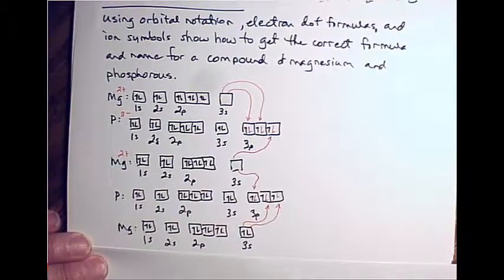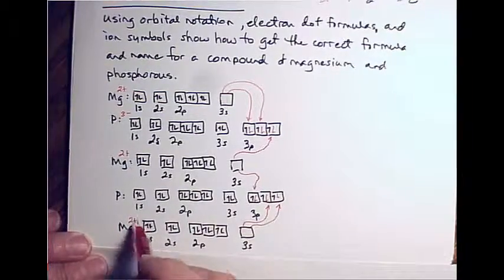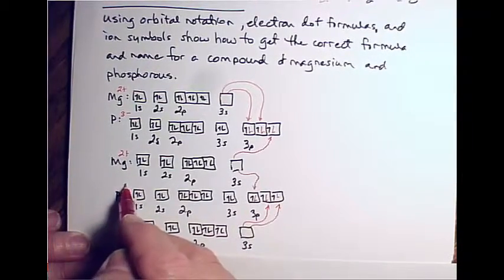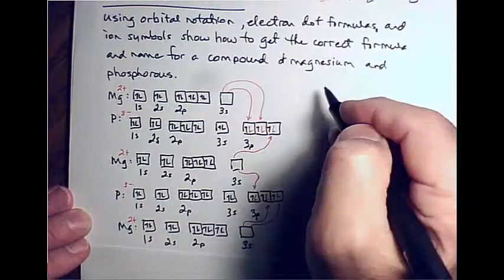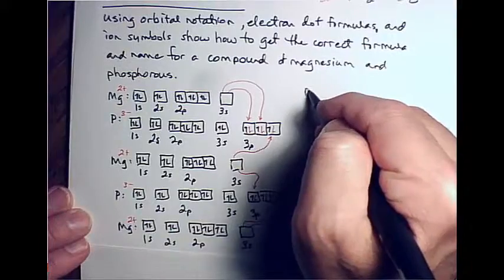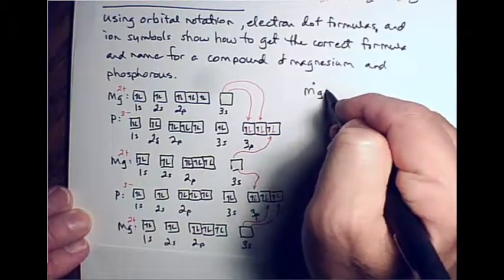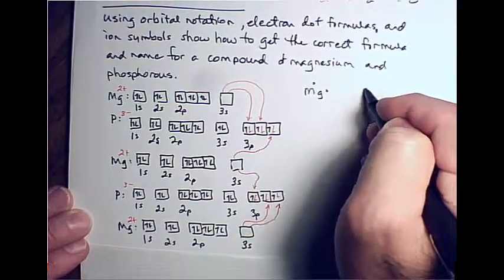You keep going until everything is worked out. And so this magnesium has lost 2 electrons. It has a 2+ charge. This phosphorus has gained 3 electrons. It's 3 negative. Okay, and so everything's worked out now. Okay? All right, now, using electron dots then, magnesium had 2 electron dots to start with, and phosphorus had 5.